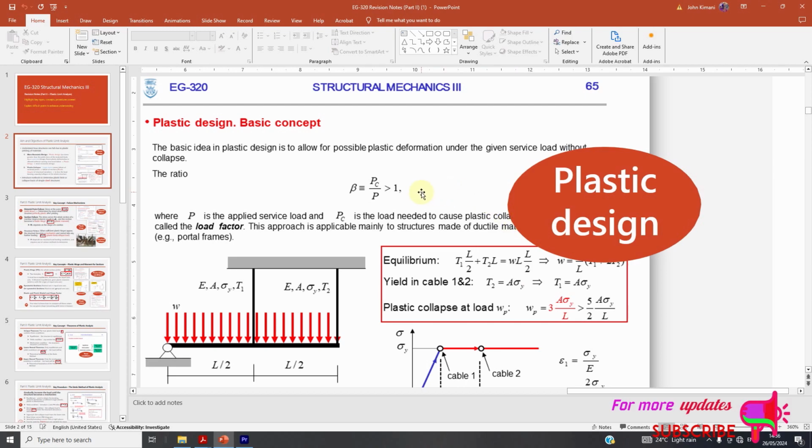The ratio given here, beta, where P is the applied service load and PC is the load needed to cause plastic collapse, is called the load factor. This approach is applicable mainly to structures made of ductile material, i.e. photo frames.